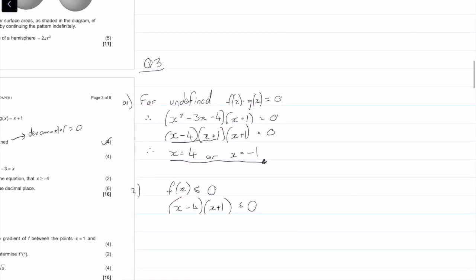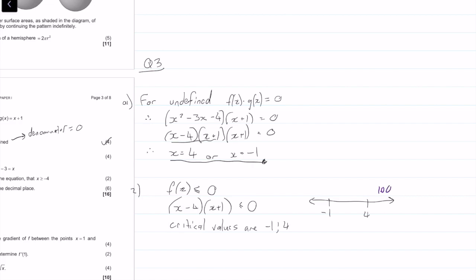Now what we can do is do a quick number line where we have the values of minus 1 and positive 4, so the opposite signs as the brackets. Those are critical values, so we can say critical values are minus 1 and 4. Now what we do is we plug in a number much bigger than 4. Let's say we plug in 100.